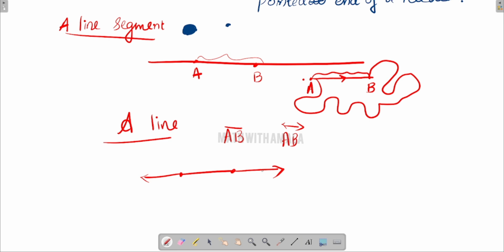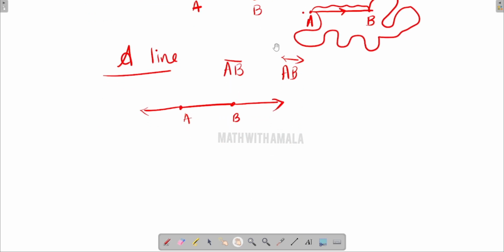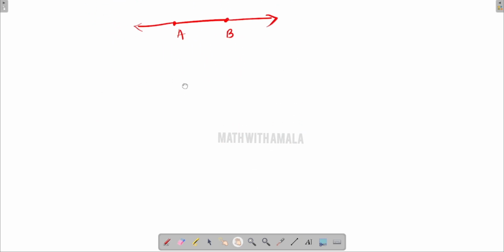So actually 2 points determine a line, isn't it? 2 points are enough to fix a line. Hence we say 2 points determine a line. So you can say this is the line AB, and this is the line segment AB.